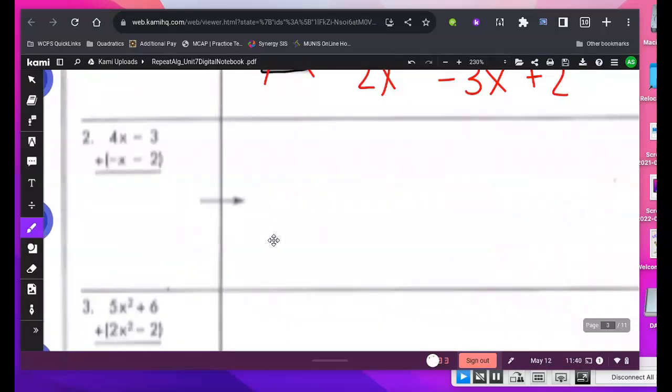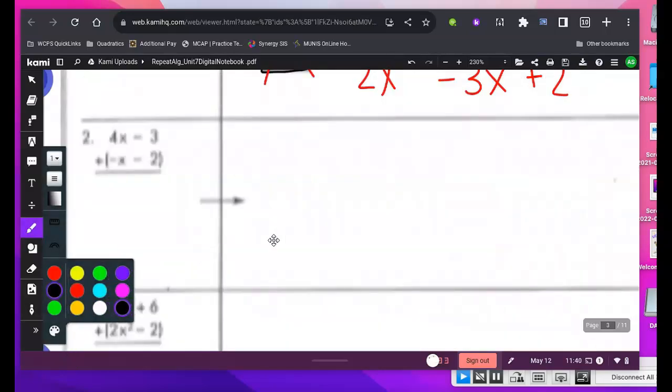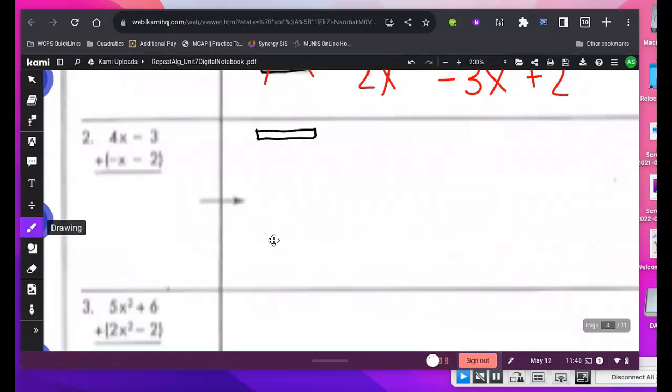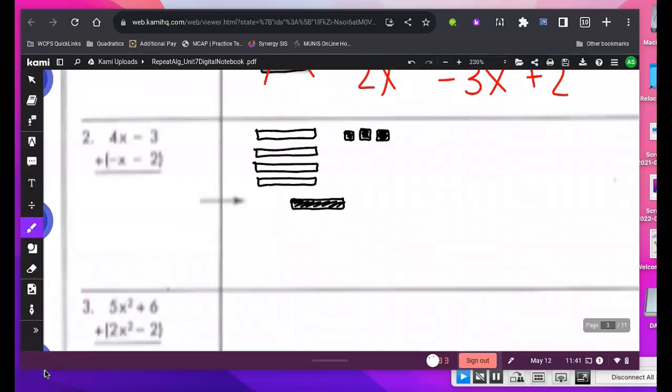So the first one says 4x. So that's a positive. So I'm going to draw 4 of the positive x's. And then I have minus 3. So now I'm going to draw 3 of the little ones and I'm going to color them in. And then I'm going to add that to negative x. So now I have an x, but it's shaded in because it's negative. And then minus 2. We have our negative x, but we also need 2 more of the little ones that are shaded in because we have negative 2.